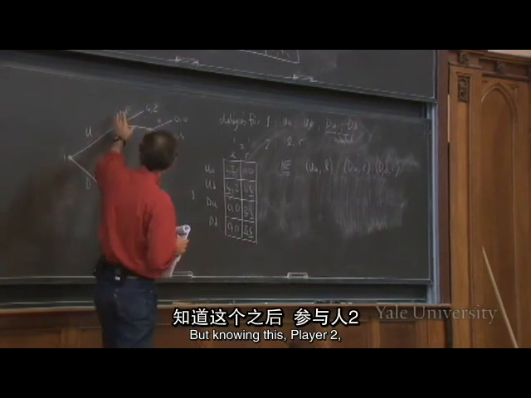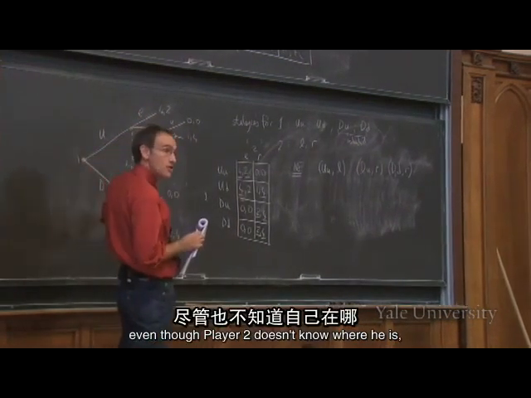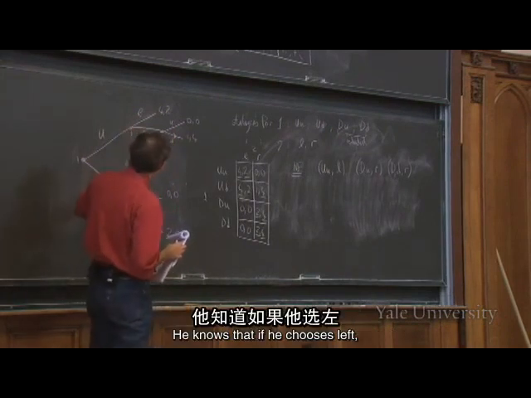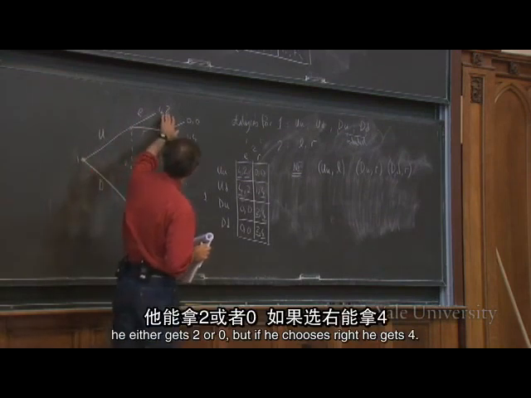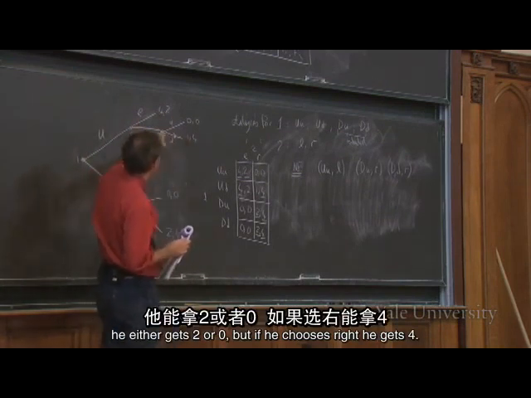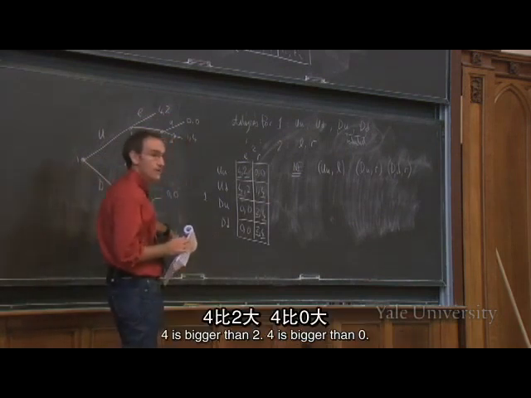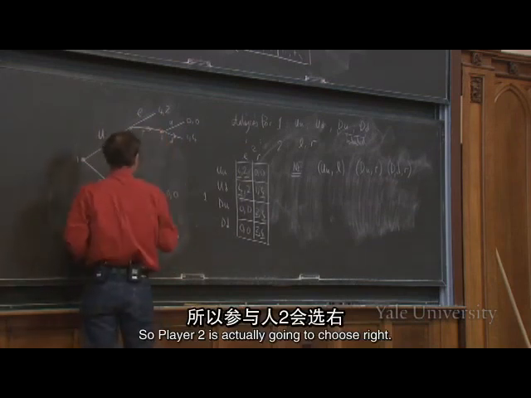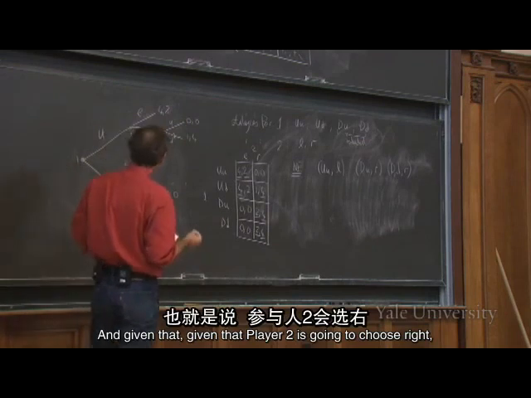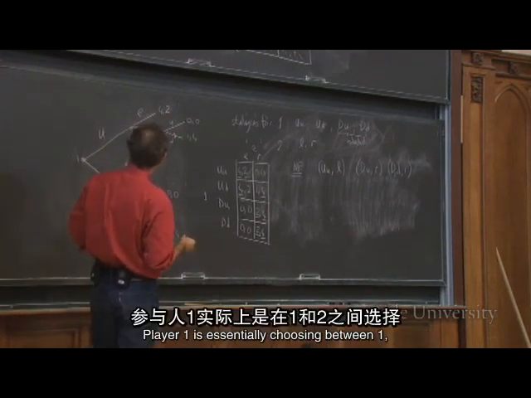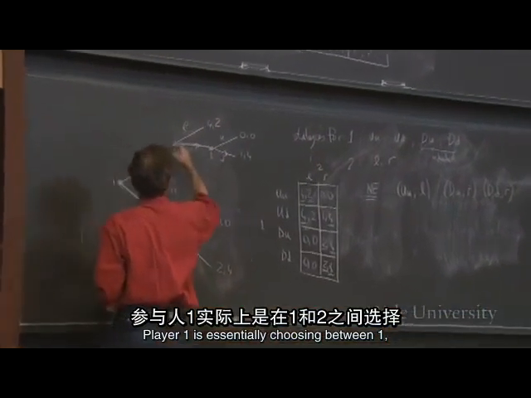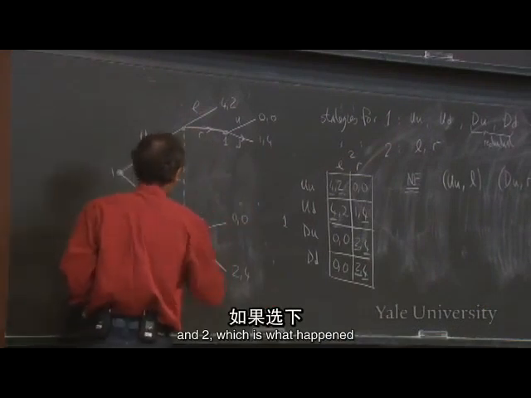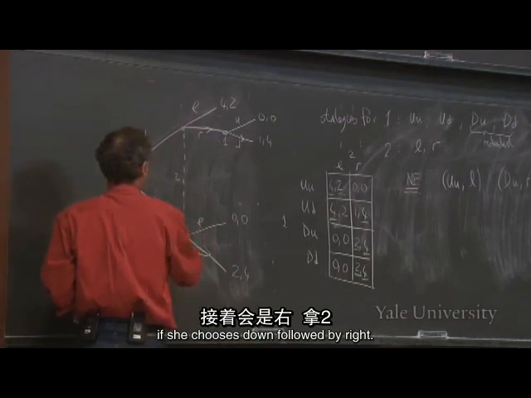But knowing this, player 2, even though player 2 doesn't know where he is, actually has a pretty easy choice to make. He knows that if he chooses left, he either gets 2 or 0, but if he chooses right, he gets 4. Right? 4 is bigger than 2, 4 is bigger than 0, so player 2 is actually going to choose right. And given that player 2 is going to choose right, player 1 is essentially choosing between 1, if she chooses up, which would be followed by right, and down, and 2, which would be what happens if she chooses down, followed by right.